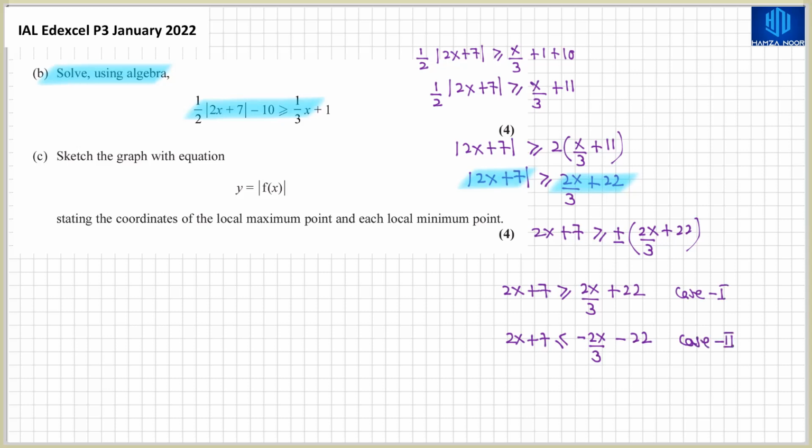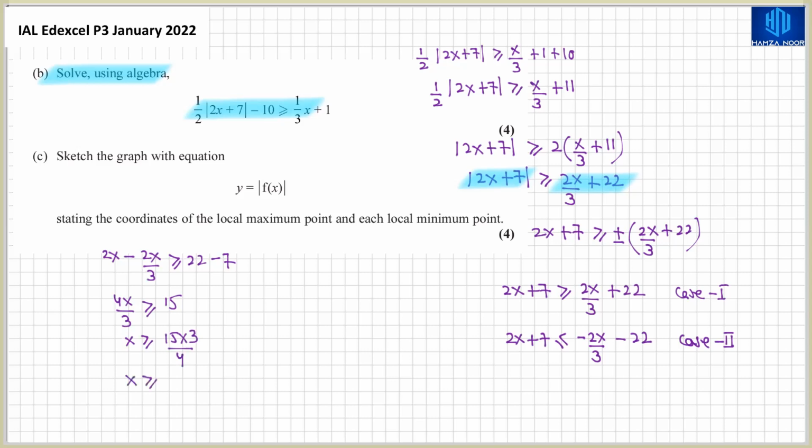First of all, I'm going to solve case number 1. So 2x minus 2x over 3 is greater than or equal to 22 minus 7. Therefore 4x over 3 is greater than or equal to 15. Therefore x is greater than or equal to 15 times 3 divided by 4. So 15 times 3 is basically 45.